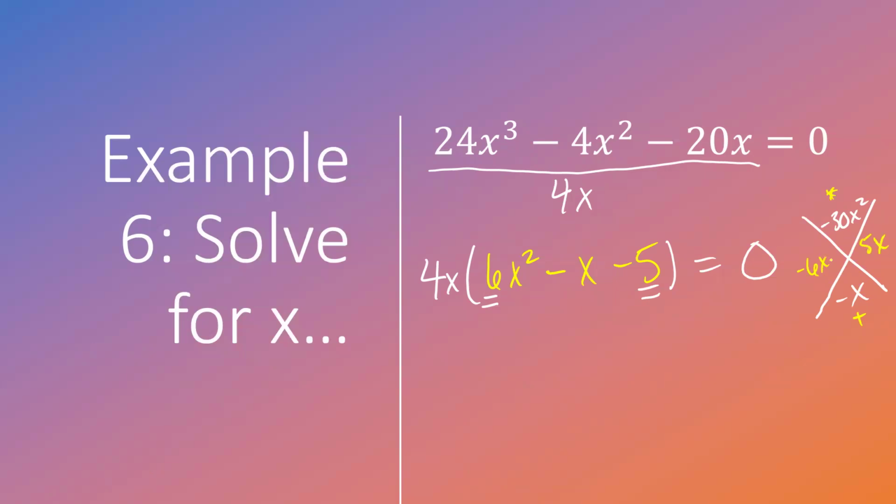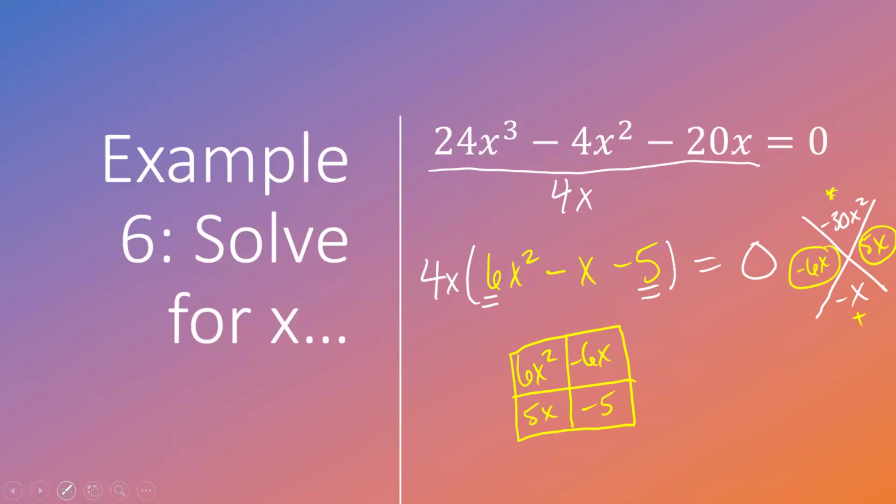-6x and +5x. Okay, you have the choice here to do the box or to do grouping. Doesn't matter which one you do. So if you choose to do the box, when you go in the box, make sure that what you're using is what you multiplied. So we did 6x squared and we did -5. And then our numbers that made it work were -6x and 5x. Once you're in the box, it's all about the GCF. What is the greatest common factor of every row and every column?